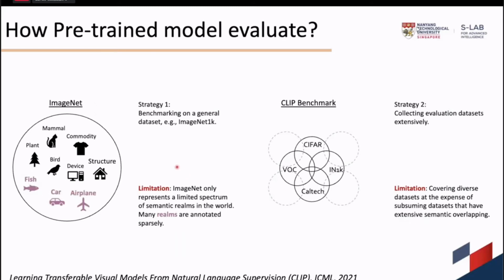However, the limitation of ImageNet is obvious. Its concepts represent a limited spectrum of semantic realms in the world. Many realms are annotated sparsely. In addition, researchers would like to choose the CLIP benchmark, which collects evaluation datasets extensively. However, CLIP covers diverse datasets at the expense of subsuming datasets that have extensive semantic overlapping. For example, CIFAR, ImageNet 1K, VOC, and Caltech all have the concept birds. And if one model performs very well on the birds class on ImageNet 1K, it may also indicate that it can perform well on Caltech. So evaluation on the birds class on Caltech might be unnecessary.